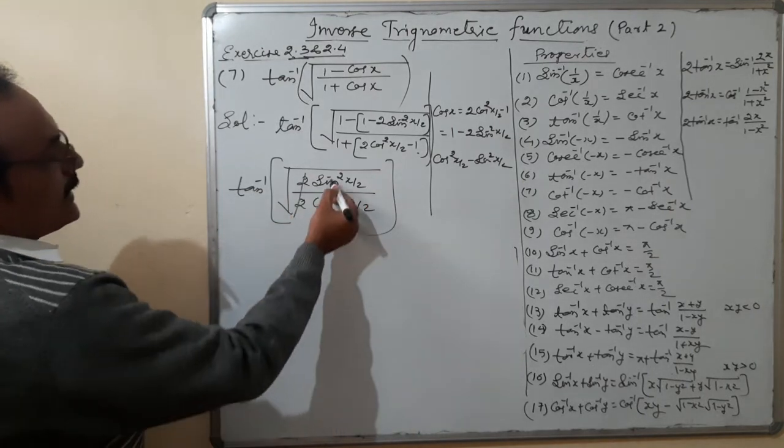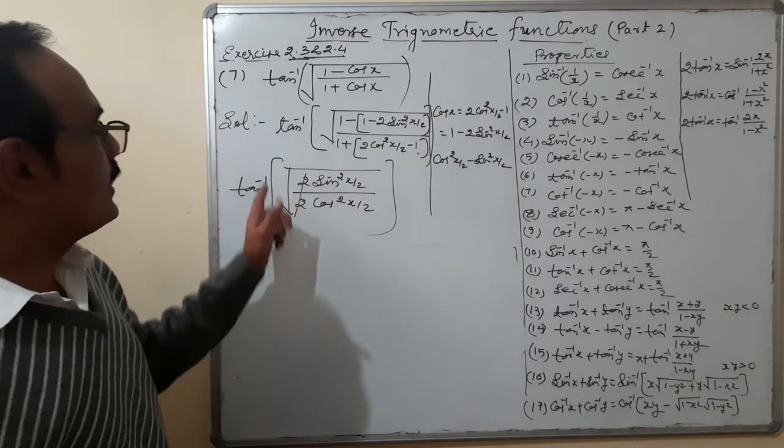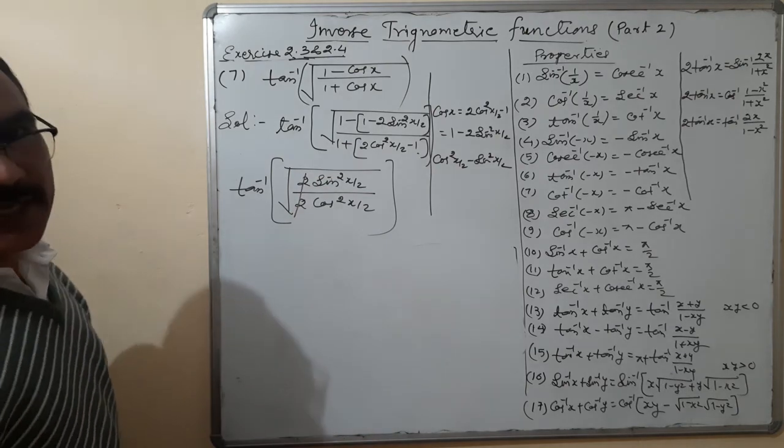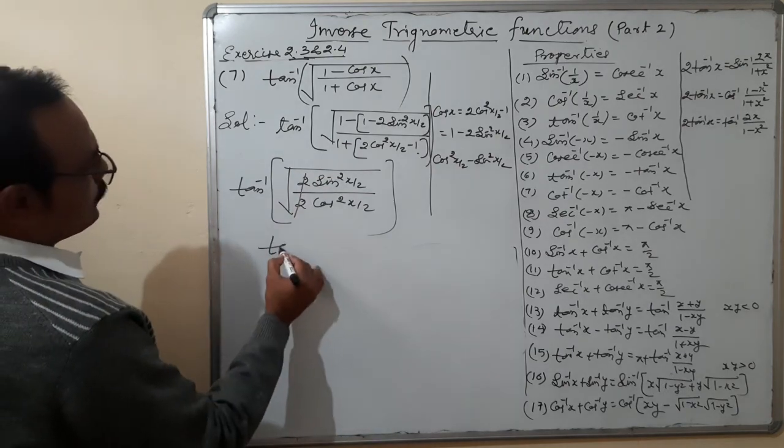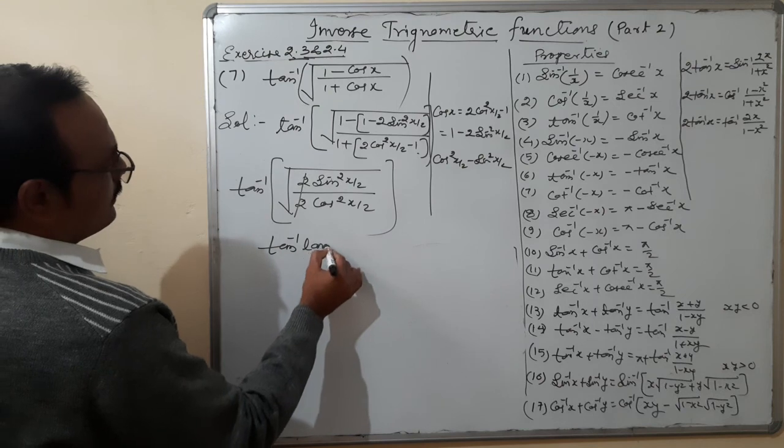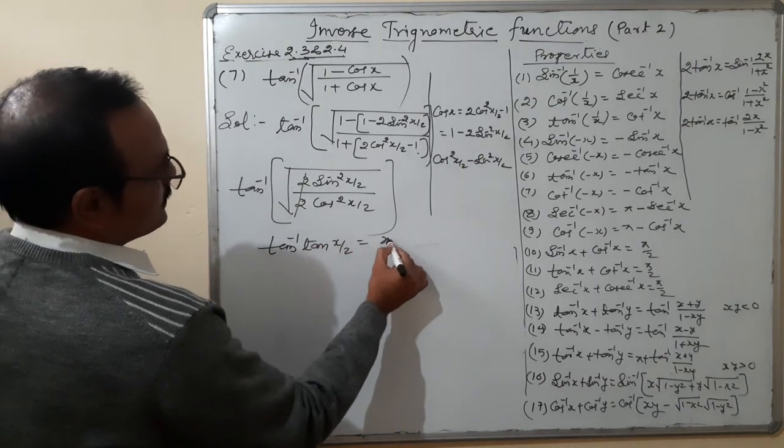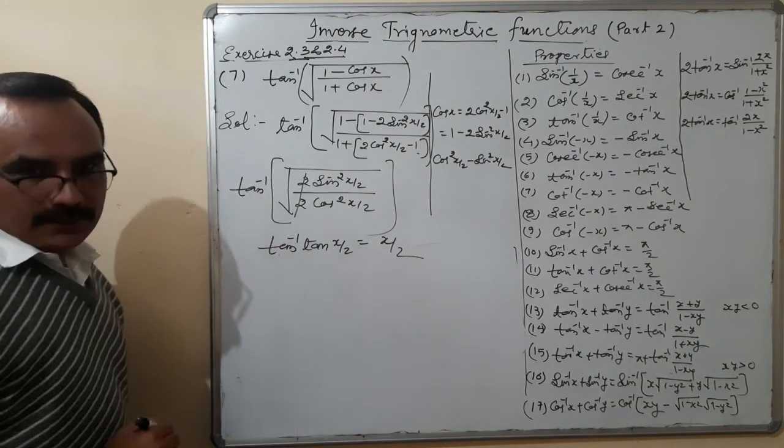2 cancels, sin square upon cos square is tan square x by 2. Inside the root tan square x by 2, what does it mean? It is tan x by 2. Tan inverse tan x by 2, so the result is x by 2. They are cancelled.